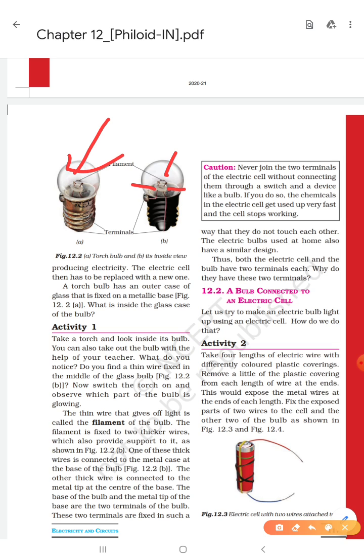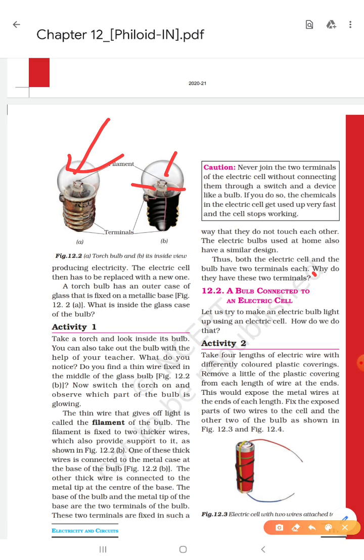You can see here, one of these thick wires is connected to the metal case at the base of the bulb. Got it? The other thick wire is connected to the metal tip at the center of the base. The base of the bulb and the metal tip of the base are the two terminals of the bulb. These two terminals are fixed in such a way that they do not touch each other.